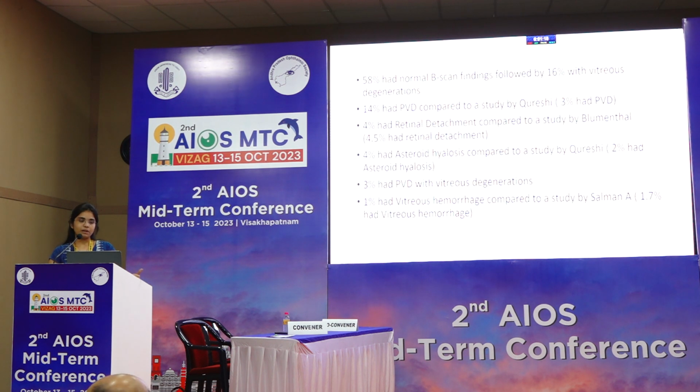14% had PVD in my study, compared to a study by Qureshi in which 3% had PVD. And 4% had retinal detachment in my study compared to a study by Blumenthal which had 4.5% retinal detachment, and 4% had asteroid hyalosis, compared to a study by Qureshi in which 2% had asteroid hyalosis, and 3% had PVD with vitreous degenerations, and 1% had vitreous hemorrhage compared to a study by Salmani where 1.7% had vitreous hemorrhage.